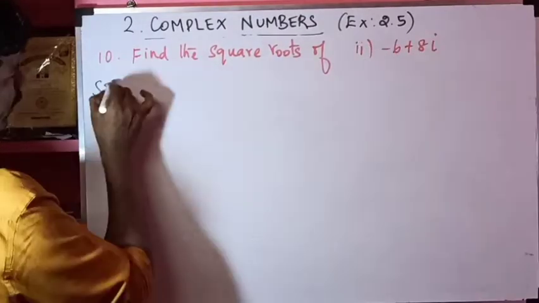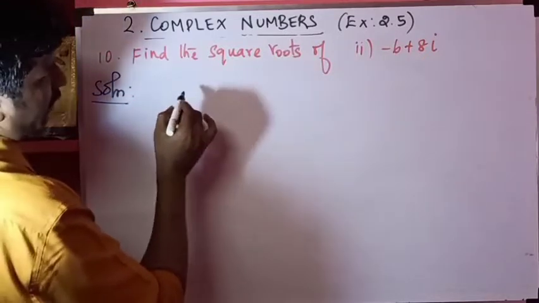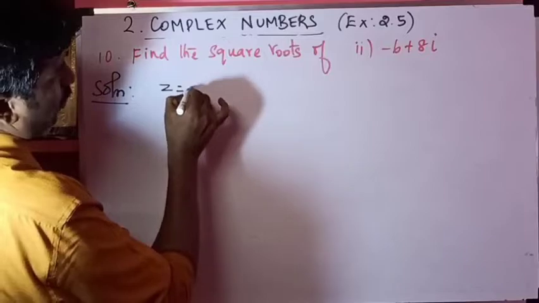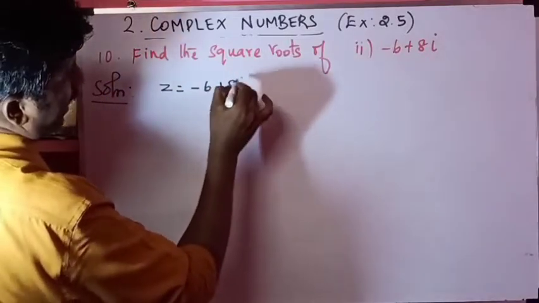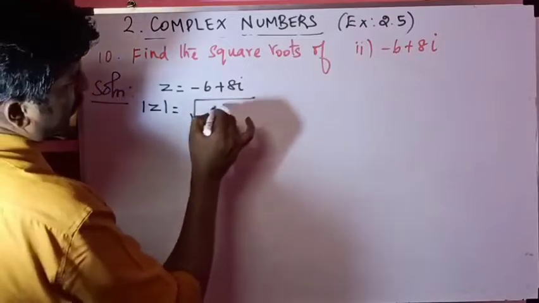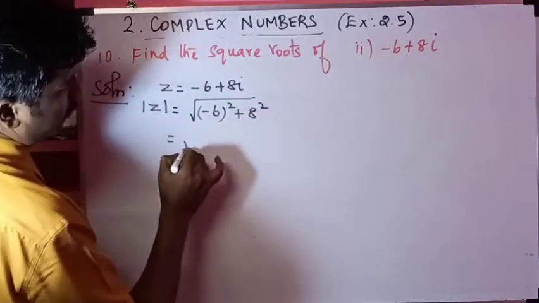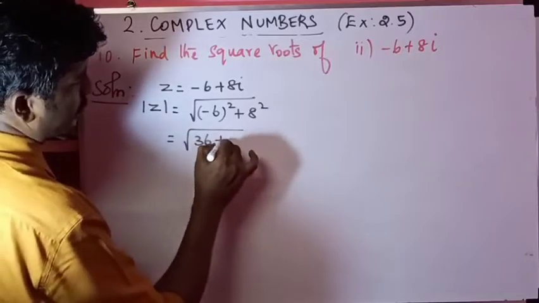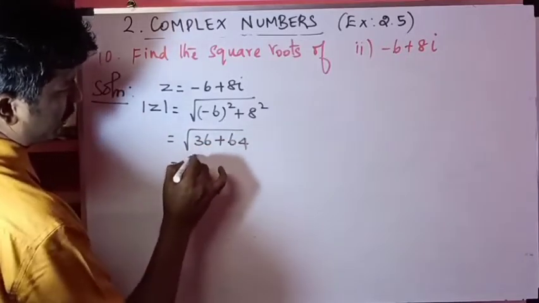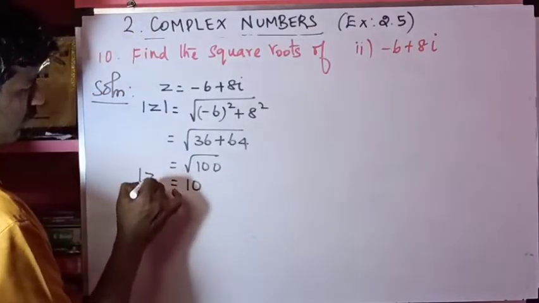Second point in 10th problem in exercise 2.5. Find the square root of... For, pay attention, what is given? The z is equal to minus 6 plus 8i. So the modulus z is equal to the root of minus 6 the whole square plus 8 square, which is 36 plus 64, which is 100, which is equal to what? The 10. This is modulus z.